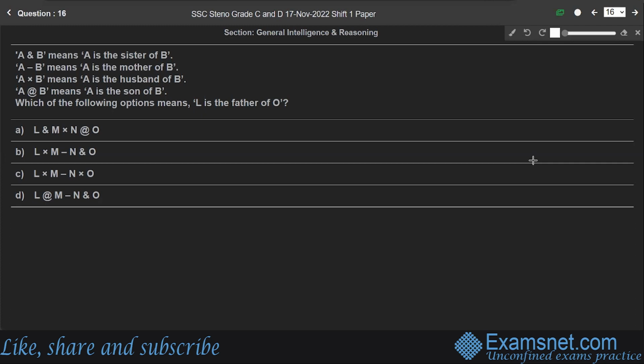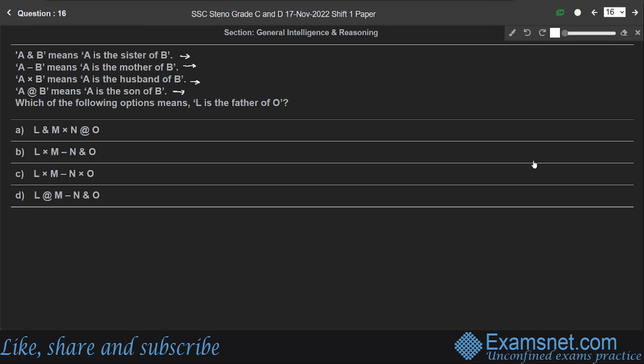Question number 16. A and B means A is the sister of B. A minus B means A is the mother of B. A into B means A is the husband of B. A at the rate B means A is the son of B. Which of the following options means L is the father of O?